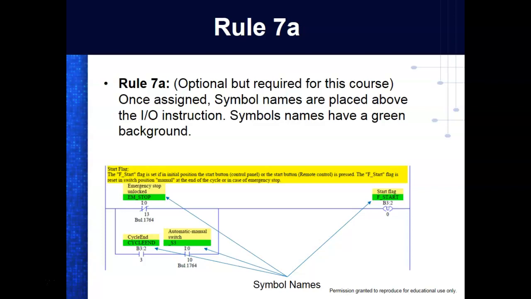So these are symbols. In yellow, these are comments, and that's up here. So in RSLogix 500 symbols are optional, but in this class, they're going to be required. Now when you look at your drawing, it's got all these symbol names up above them. If you give them the same name, it's going to be a lot easier for me to see how it works.